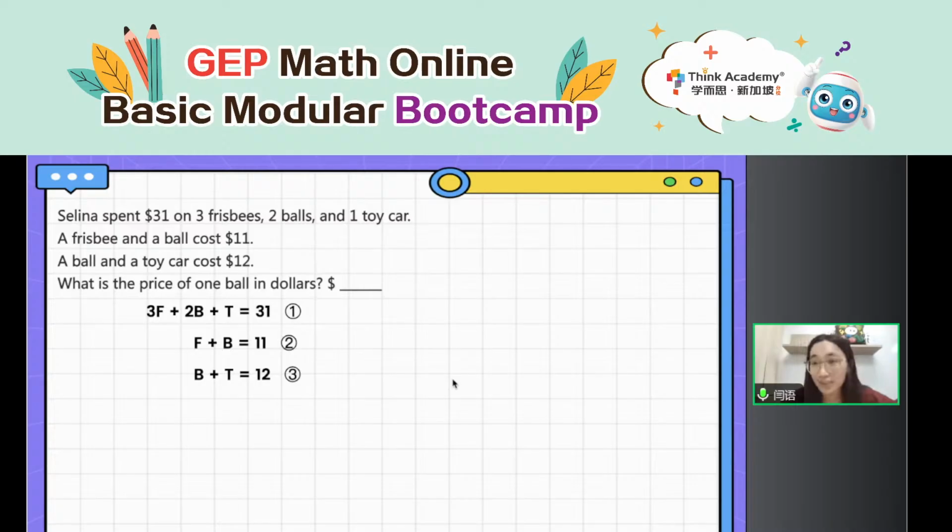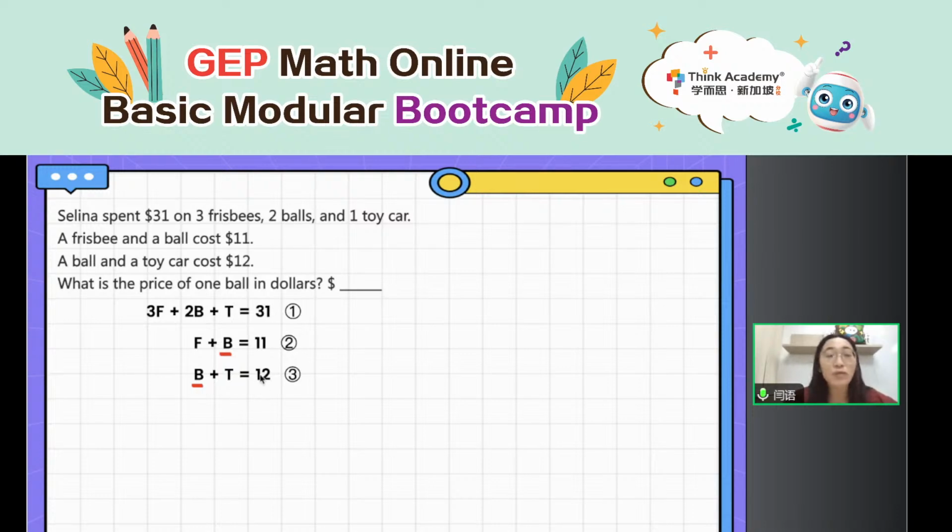Well, firstly, again, let me show you. How can we turn such a question into equations? Well, there are 3 sentences, right? So we can build the 3 equations. Then following this, try to observe, everyone. You see, 1F plus 1B equals 11. 1B plus 1T equals 12.